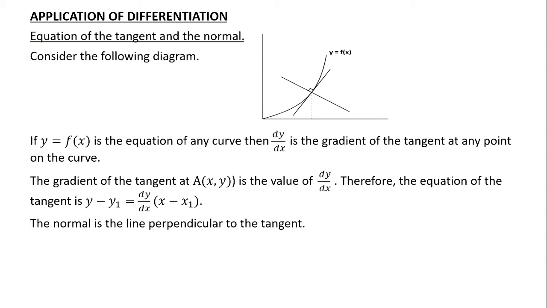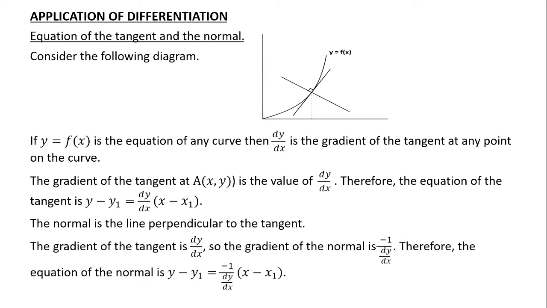The normal is the line perpendicular to the tangent. So it is the line which is at right angle with the tangent. The gradient of the tangent is dy/dx. So the gradient of the normal is negative 1 over dy/dx. Therefore, the equation of the normal is y minus y1 equal to negative 1 over dy/dx, open your bracket, x minus x1. Let's look at some examples.